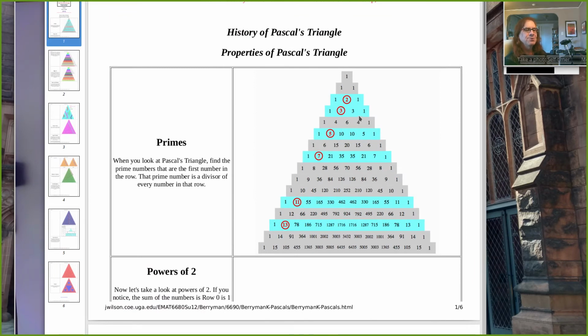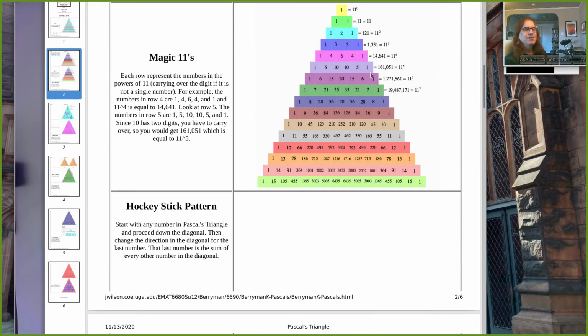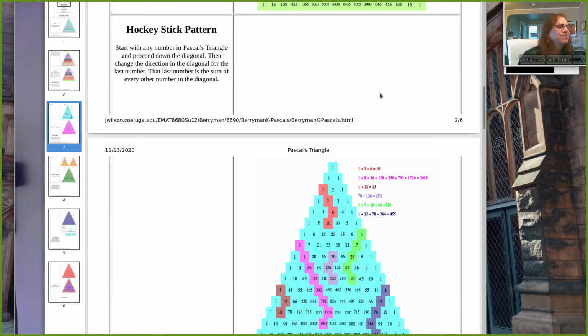So, here's the one we did with primes. In a prime row, each number is divisible by the row number. Here's the powers of 2 that you get by adding up. There's the magic 11s, so powers of 11. There's the weird hockey stick pattern.